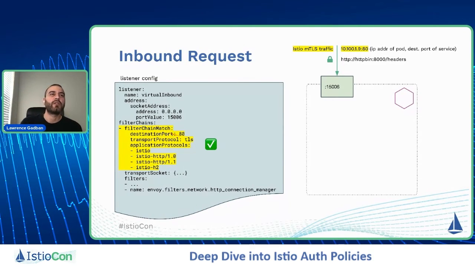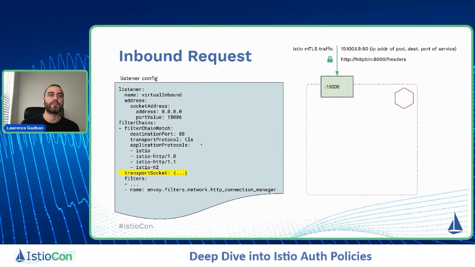We have a filter chain match here that is looking for a destination port of 80, which in our case makes sense because that's what we're trying to connect to. The transport protocol is TLS, because even though it's mutual TLS, this is a TLS connection. And then this set of application protocols is necessary because this is essentially how, even though we're in permissive mode, the two sidecars can determine that they're both speaking the same language as far as Istio mutual TLS. Because it's Istio mutual TLS, these application protocols are a match. And so we have a filter chain match based off of this connection. That means that we're going to select the filters associated with this chain, and that's how we're going to do our processing.